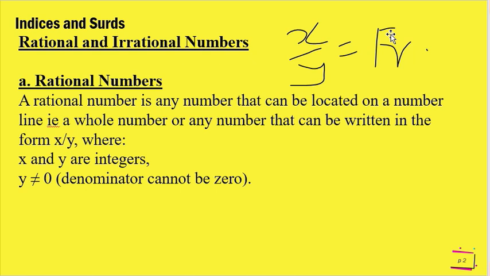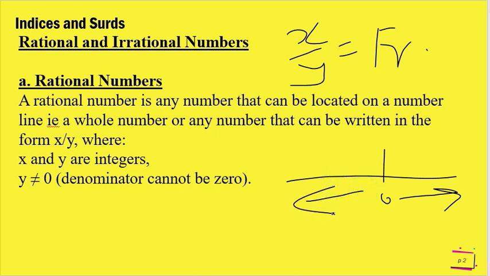What are they? Rational numbers. A rational number is any number that can be located on a number line. If that is a number line, the number can go up to infinity, negative infinity, and so forth. A whole number, like the number 2, is a rational number.